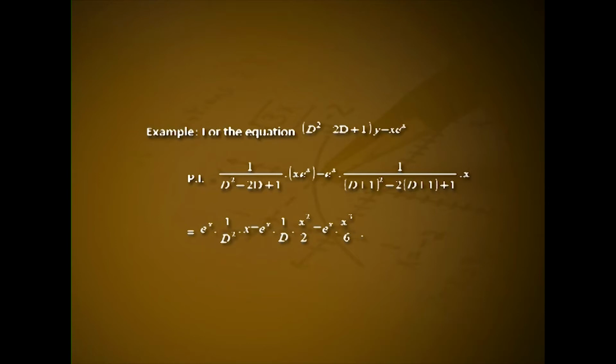Example, for the equation (D square minus 2D plus 1) y is equal to x e raised to x, the particular integral PI is equal to 1 by (D square minus 2D plus 1) of x e raised to x, which is equal to e raised to x into 1 divided by ((D plus 1) whole square minus 2 into (D plus 1) plus 1) of x, that is equal to e raised to x into 1 divided by D square of x, which is equal to e raised to x into 1 divided by D of x squared by 2, which is equal to e raised to x into x cube divided by 6.